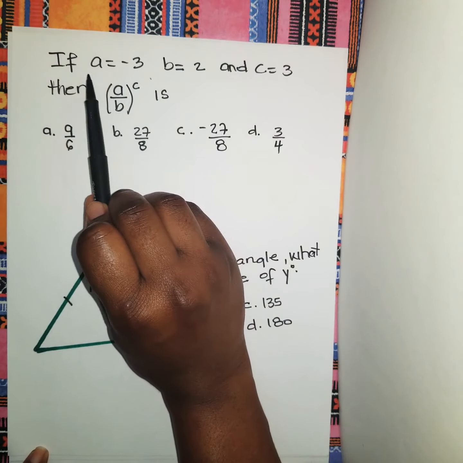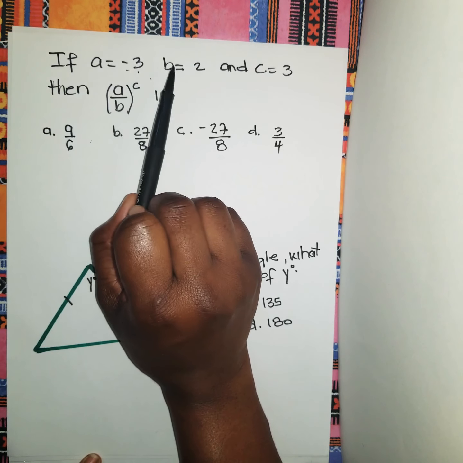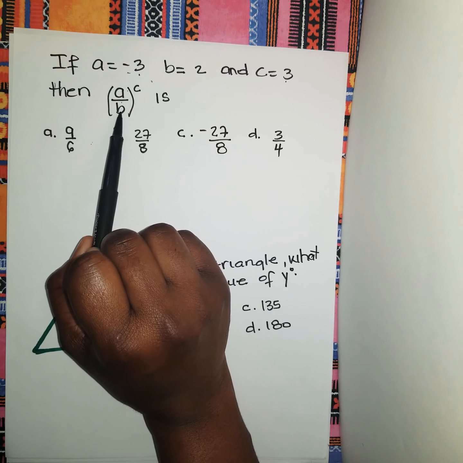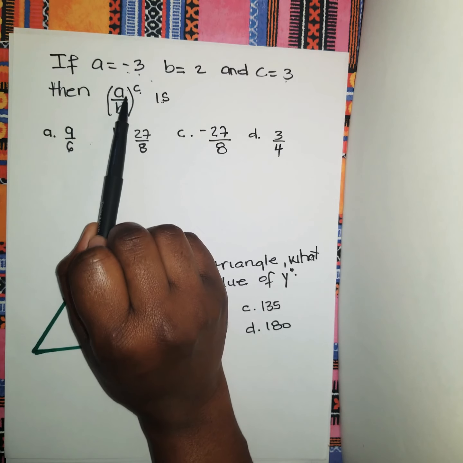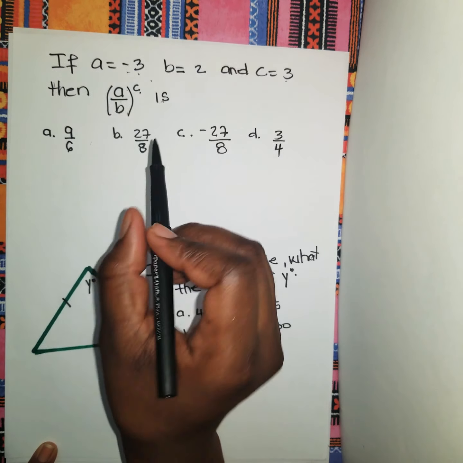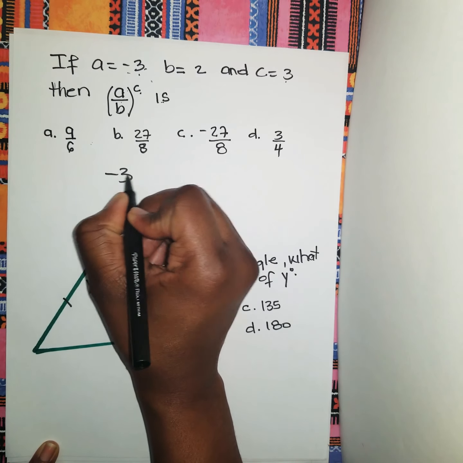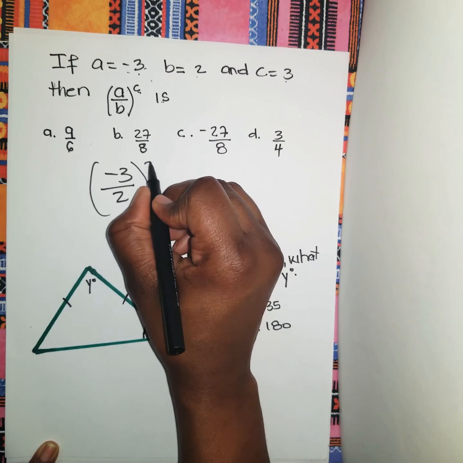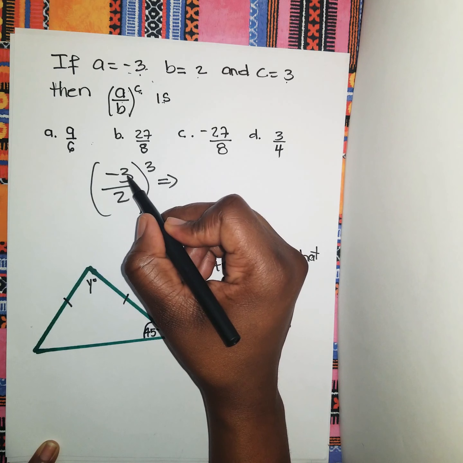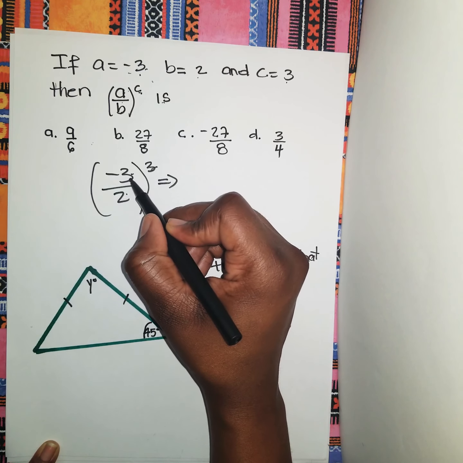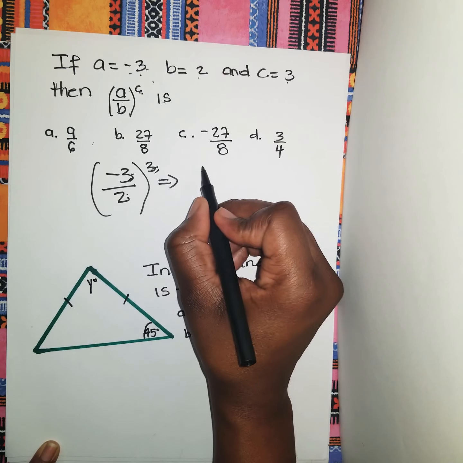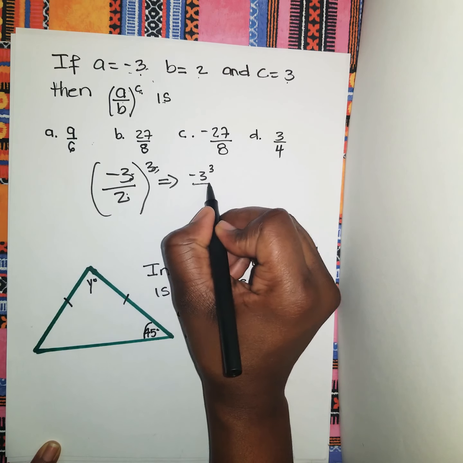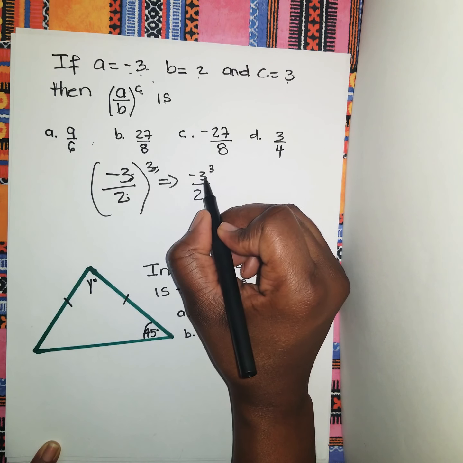So the next question we have: if A equals -3, B is equal to 2, and C is equal to 3, then A divided by B, raised to the C power, is? So basically here we are asked to substitute. A is -3, so it's -3 divided by B, which is 2, and that is raised to C, and C is 3. Basically, guys, here we bring the power to whatever is in the bracket. So the power goes to -3, and the power also goes to 2. If you don't know how to do that, let's expand. Remember, it's -3 to the 3 divided by 2 to the 3. Remember, the power tells us how many times we multiply the base.